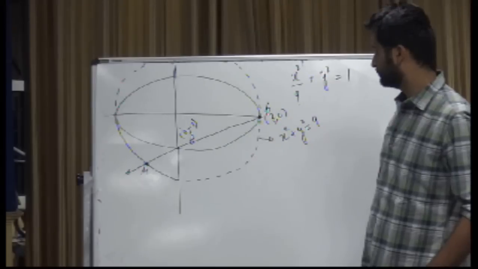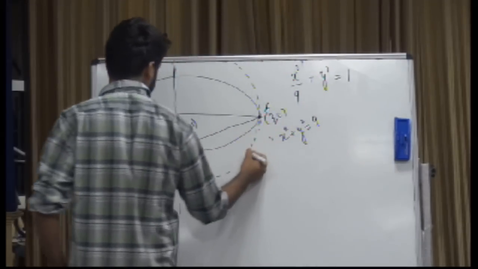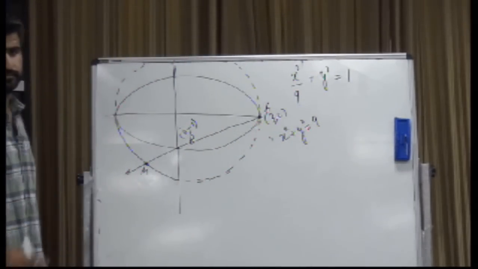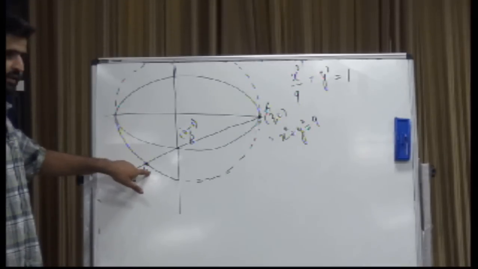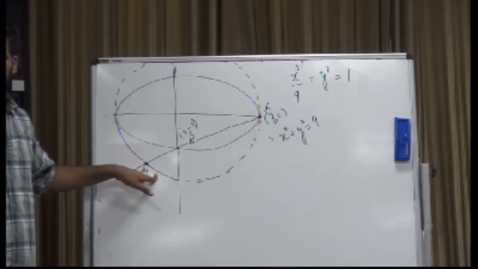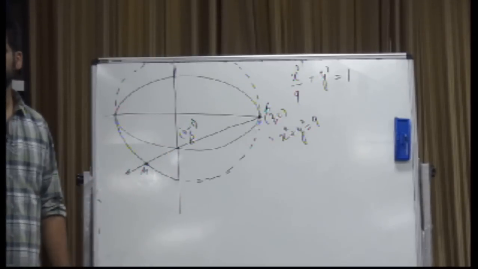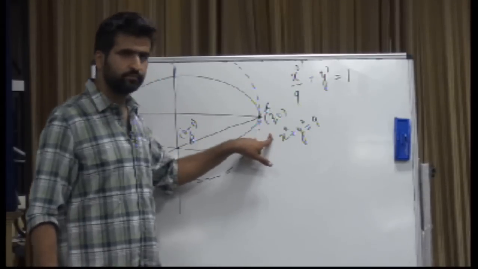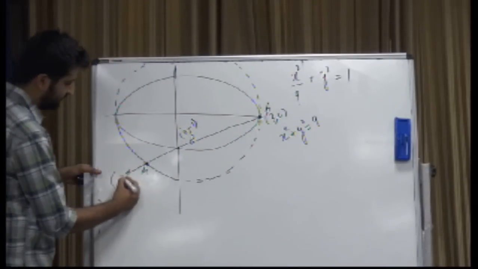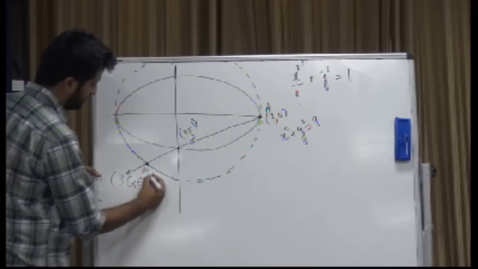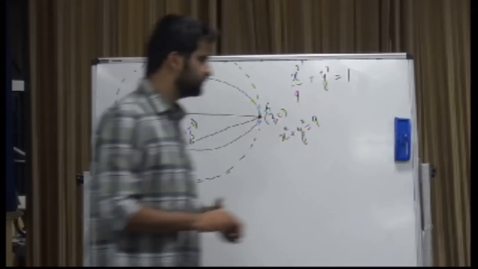Now, what can we do? Can you get the parametric coordinates of this point? A cos theta, a sin theta. 3 cos theta, 3 sin theta. It lies on this auxiliary circle, and the equation is x square plus y square is equal to a square. So this point can be 3 cos theta, 3 sin theta. Can you think of something now? What can you do?